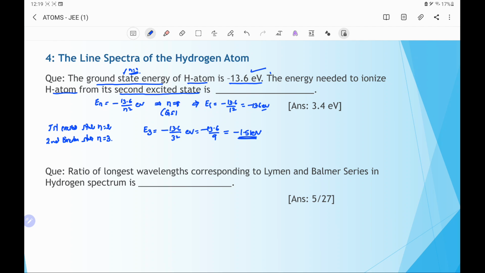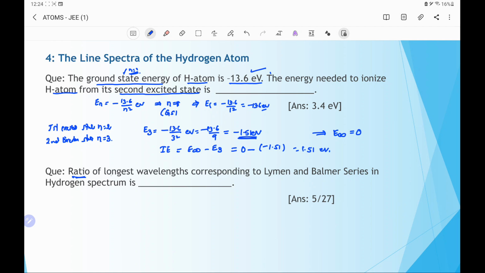So as per the question, the electron is in the second excited state, and from the second excited state it is ionized. Therefore, to ionize, the final energy state will be infinity, and that has the energy 0. Therefore, ionization energy from the second excited state will be equal to E infinity minus E3, that is equal to 0 minus (minus 1.51), that is equal to 1.51 electron volt.